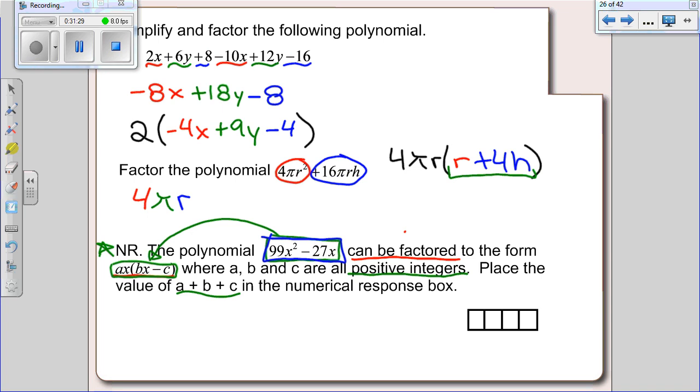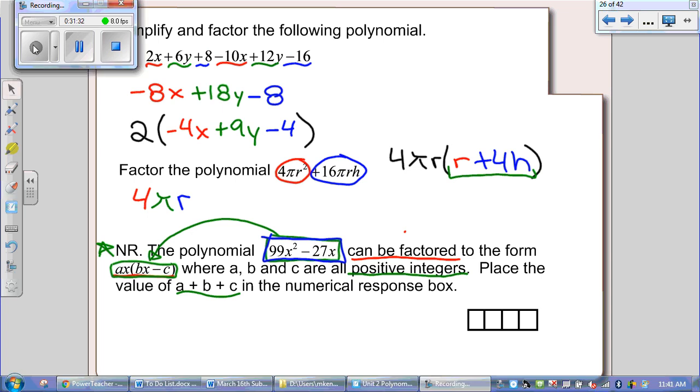How many people initially were like, yeah, 3x? I saw it on a lot of pages when I was walking around. Oh, nobody wants to. That's okay. There's a lot of 3x's on pages. The biggest number that can divide into 99 and 27 is 9.